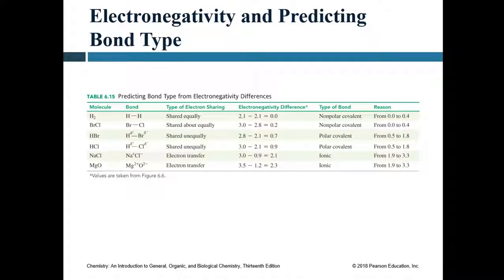So table 6.15 has some different bond types. Excuse my doggies for barking. I guess they want to learn about electronegativity.